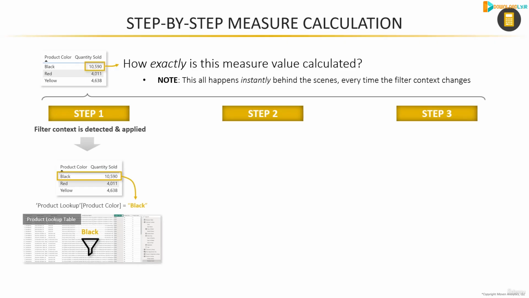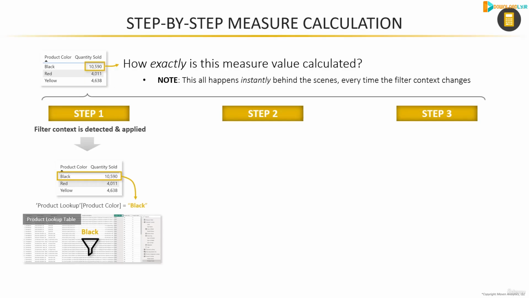This is where Power BI looks at the filter context for that particular value and says, okay, I'm being asked to only care about rows where the product color in my product table equals black. And as a result, the product table then gets filtered down to the point where you're only left with rows where the product color equals black.